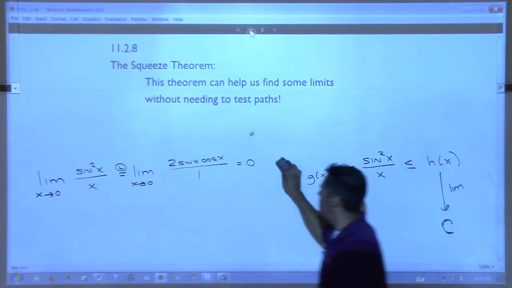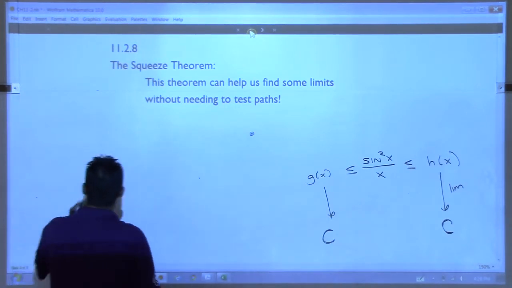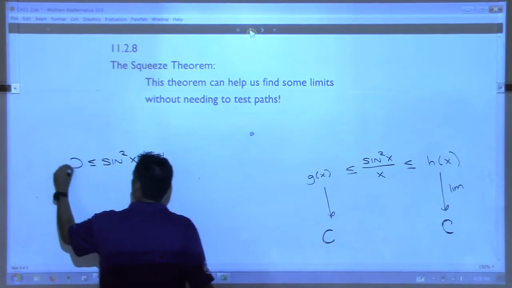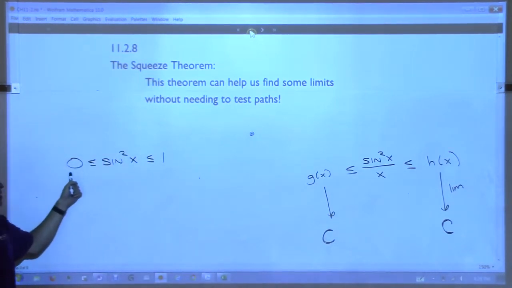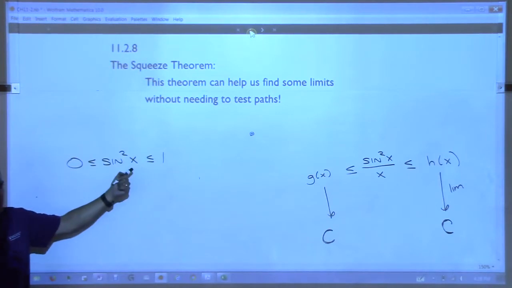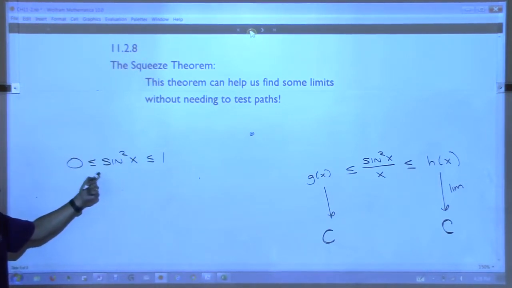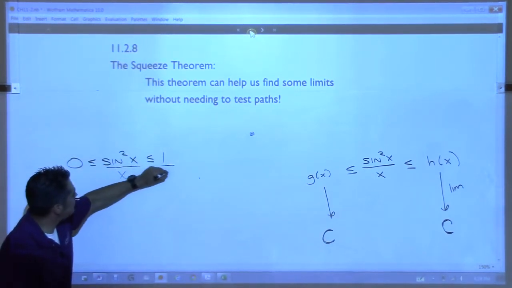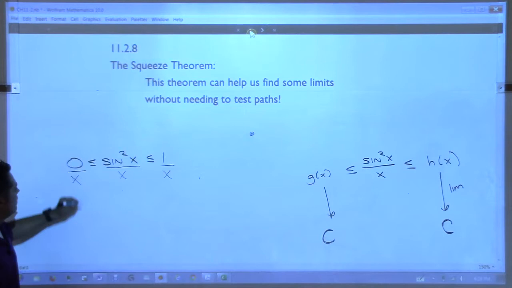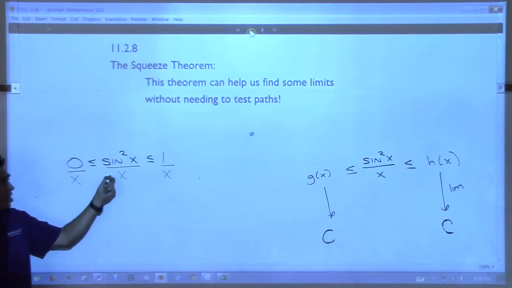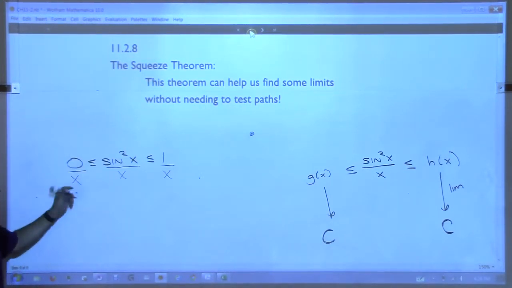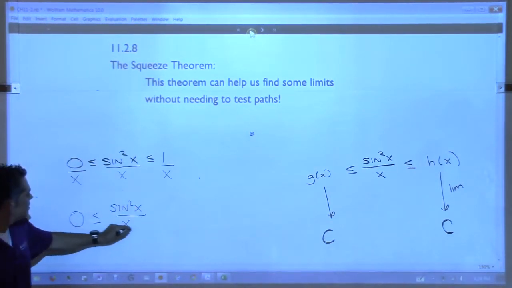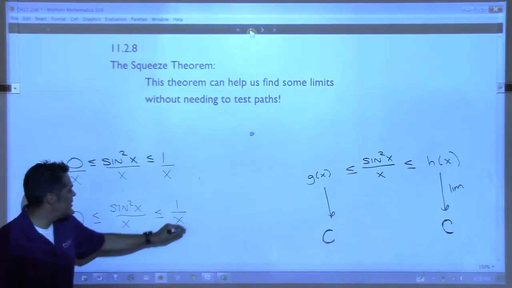So the way that I would have approached this with the squeeze theorem is I would have said, all right, I'm going to start with this information. First, I know that sine squared of any value is between 0 and 1. Would you agree? And then I'd say, I'm trying to get it to look like that, so I'm going to divide everything by x. And now I've got my middle function, the thing I was looking for. And then this side is 0 is less than or equal to sine squared x over x is less than or equal to 1 over x, right?